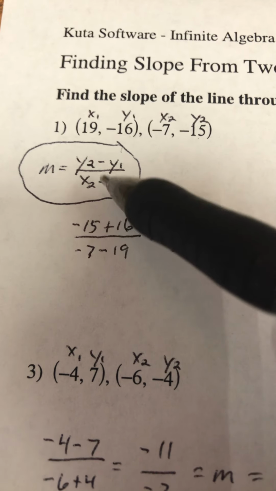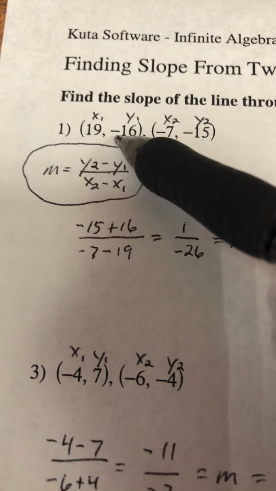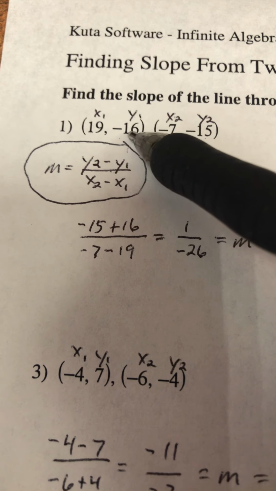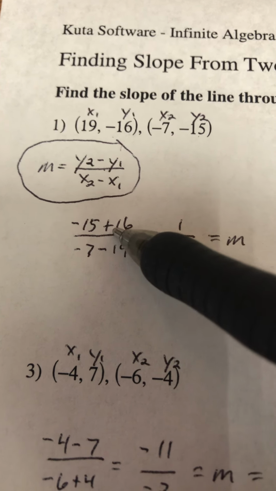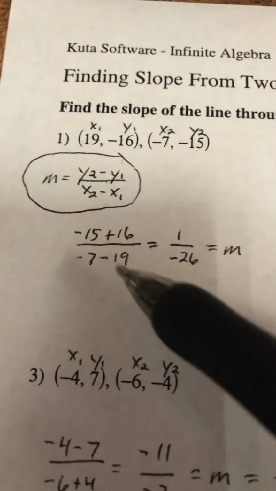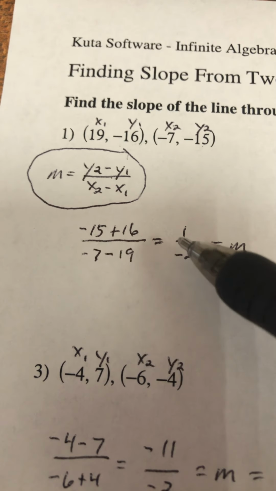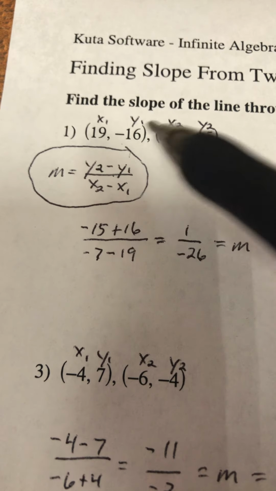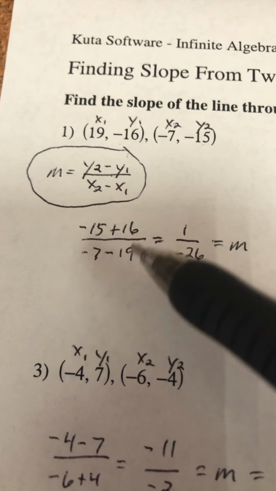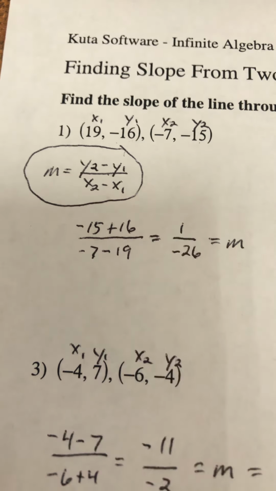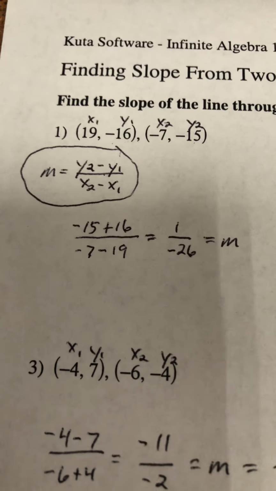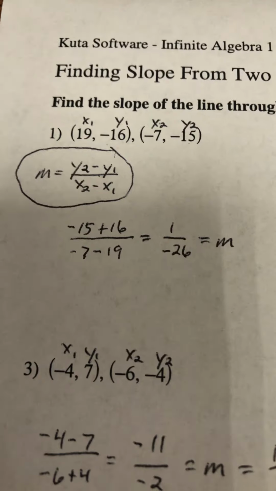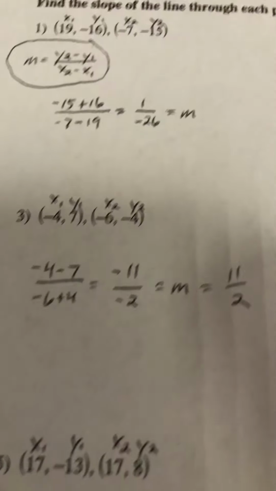I go ahead and plug those in there. Remember, when you're subtracting by a negative here, I subtracted by negative 16. That makes it addition. I end up with 1 over negative 26. That equals m. And you can see where I got those numbers and how I plugged them in. Remember, subtracting a negative makes a positive. That's the only thing that kind of changes.